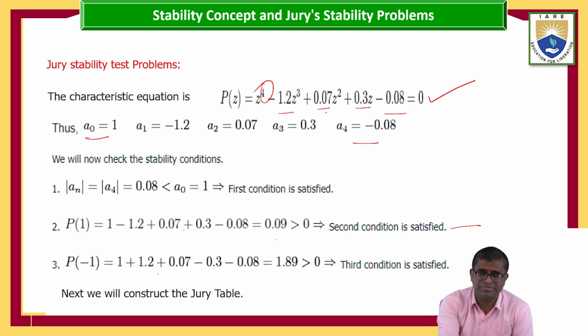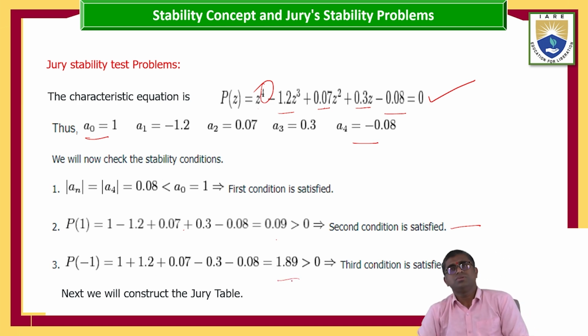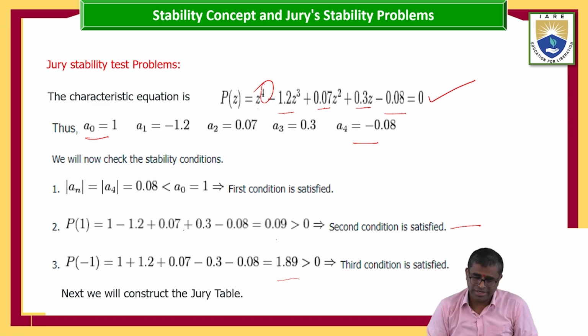The value is minus 1 in substituting here. Okay. So the value is 1.89. That is greater than 0. That is, P of 1 is greater than 0 and P of minus 1 will also be greater than 0. That is nothing but it will also be satisfied. After these conditions are satisfied, we have to go for the Jury table. We have to go for the Jury table.